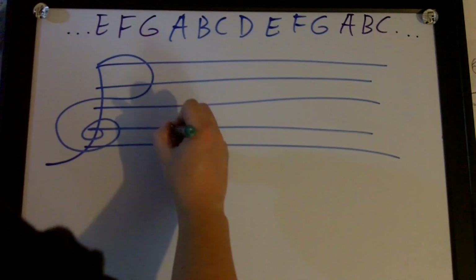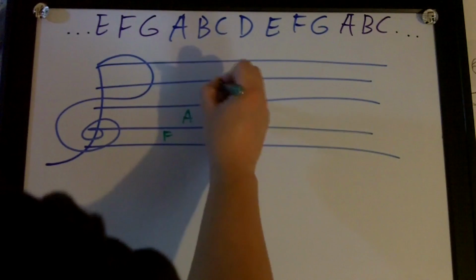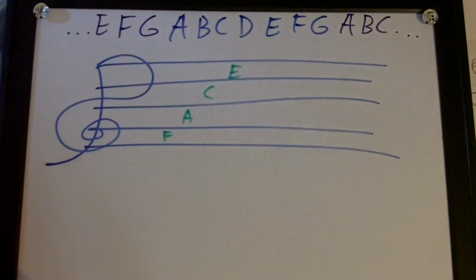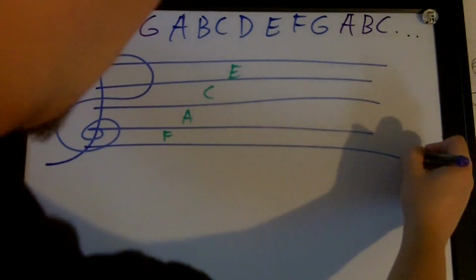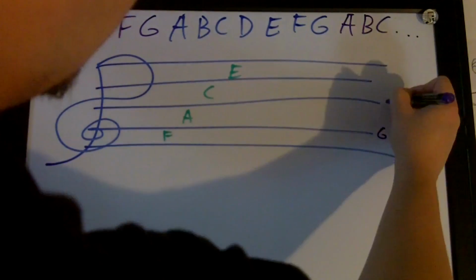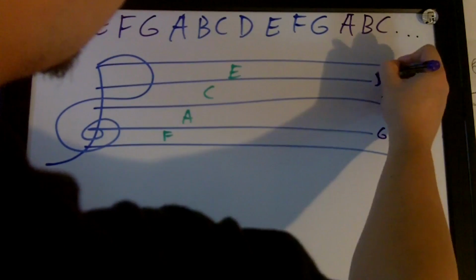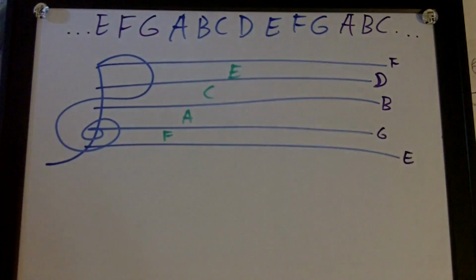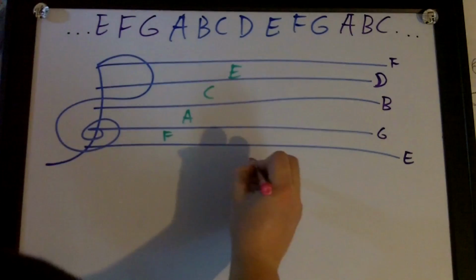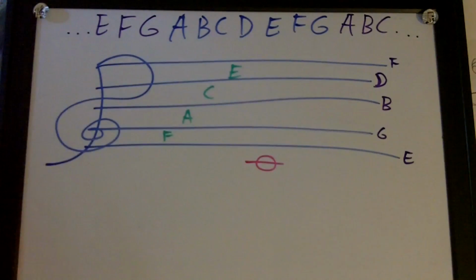Before we get even into it, we can use some of those mnemonic devices that we've already learned. So there we go. In the spaces, spells FACE. And on our lines, we have Every Good Boy Deserves Fudge, or EGBDF. So this note here is a very common note.